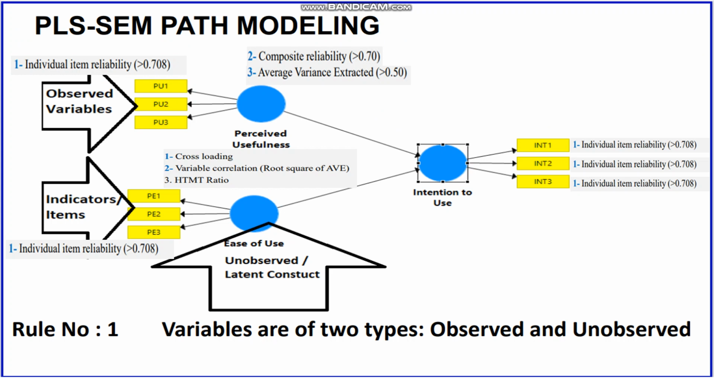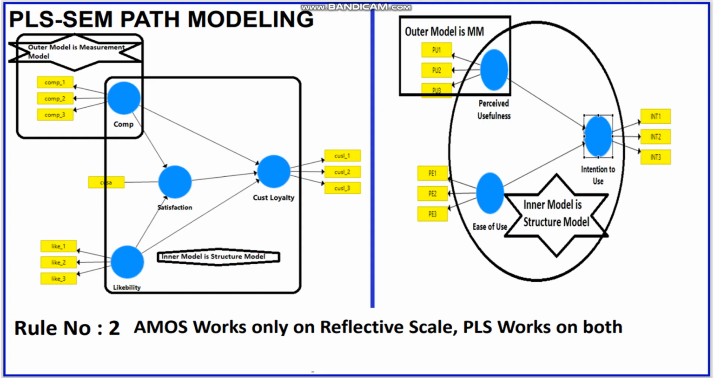So rule number one is that variables are of two types, observed variables and unobserved variables. Whatever is available to you in yellow is your observed variables, and whatever is available in blue shape are your unobserved variables. Now look at rule number two. AMOS works only on reflective scales. PLS-SEM works on both formative and reflective constructs.